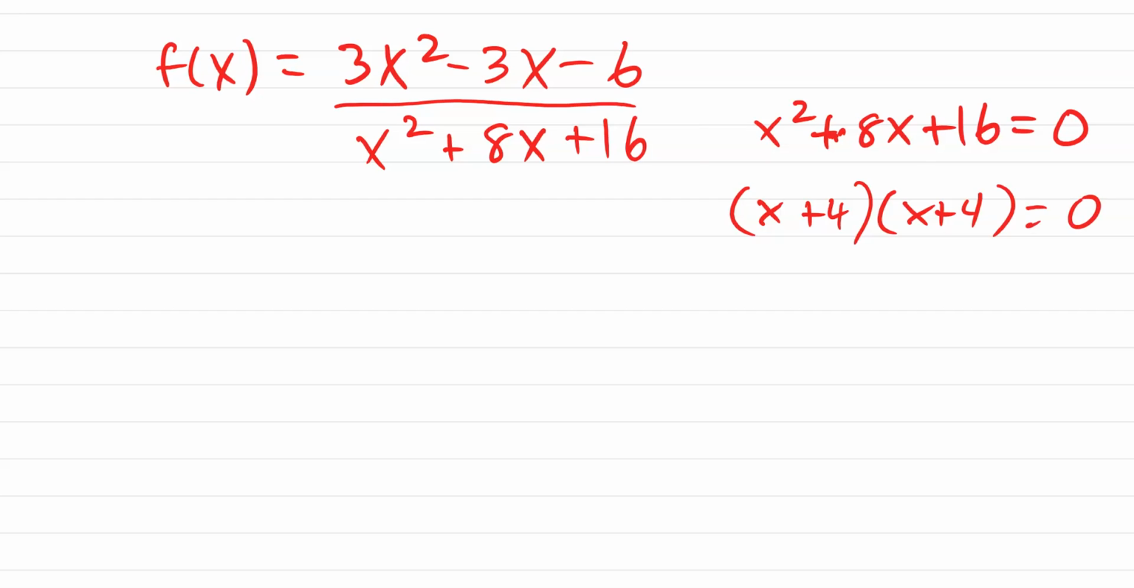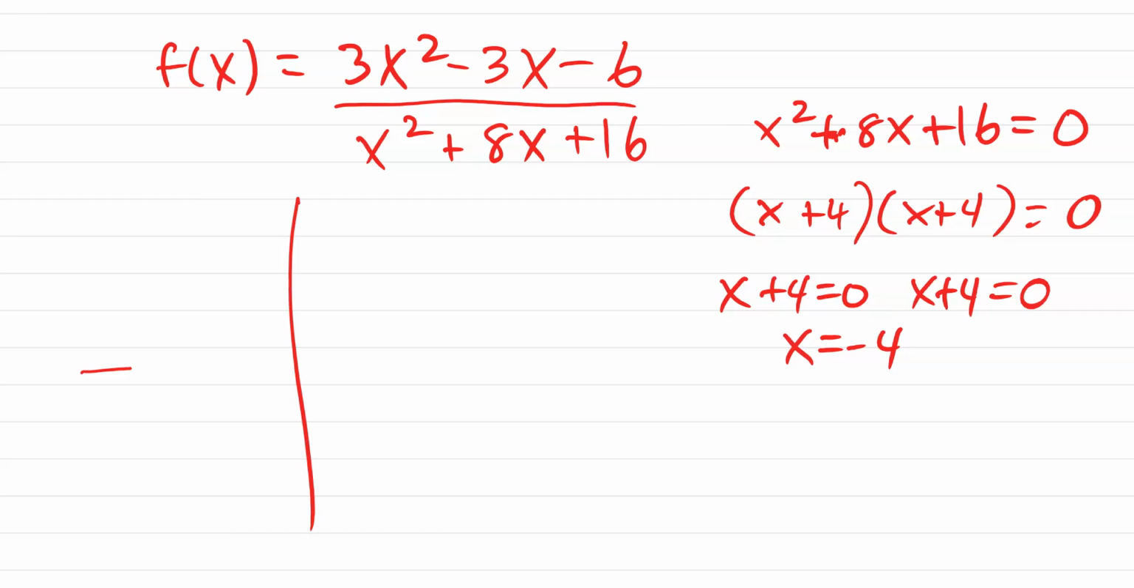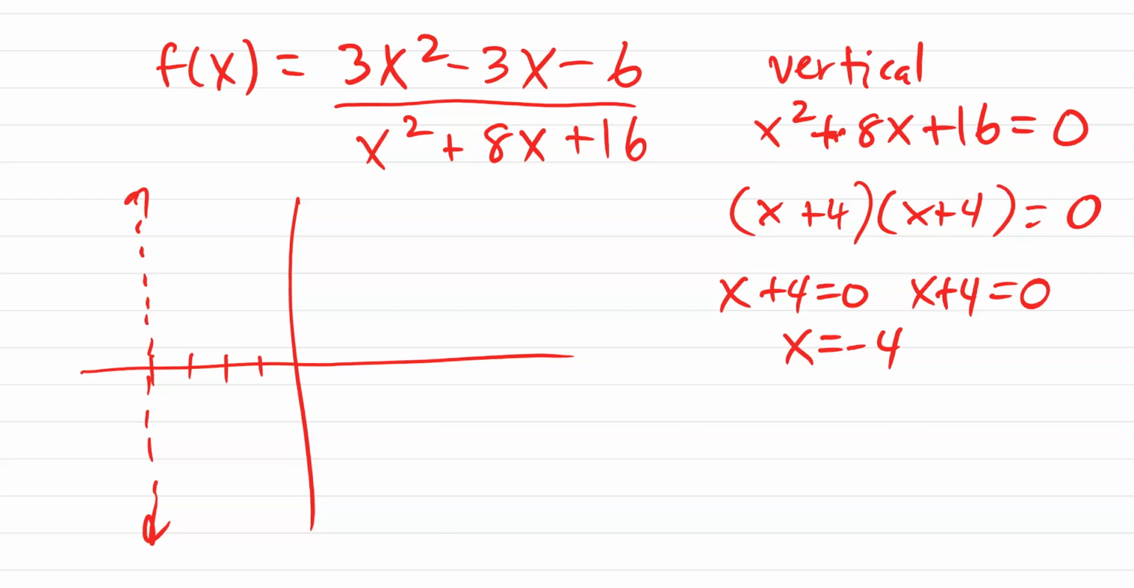So basically, when I take each of these groups and set them equal to 0, I get the same answer. I get that x equals -4. So even though this looks like it has a double, it really only crosses at -4. Just here. Okay? That was our vertical asymptote. How do I get a horizontal?